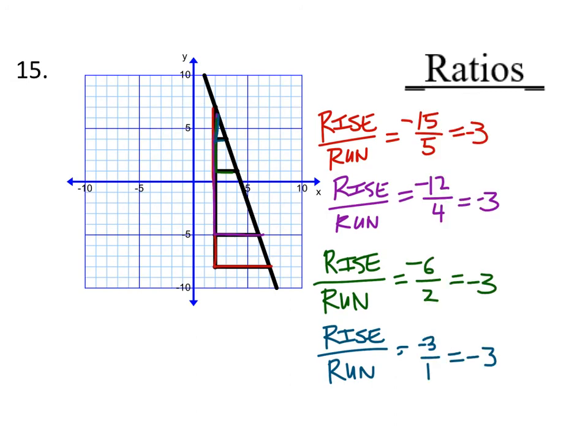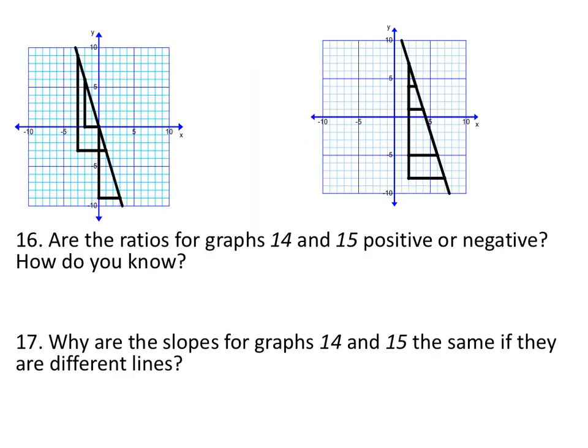All right, each of these 4 should give us a ratio, simplified, that's -3, which is the same as 14, right? Again, it's negative because it's going down, and then for us, we'll say it's going to the right. So the slope on number 14 was -3. Number 15 had a slope of -3. Are the ratios for graphs 14 and 15 positive or negative? Well, we already know they're negative. How do we know? Because they're going down from left to right. 17, why are the slopes for graphs 14 and 15 the same if they're different lines? Well, they have the same ratio of rise to run, simplified, it's just they're in different positions on these.